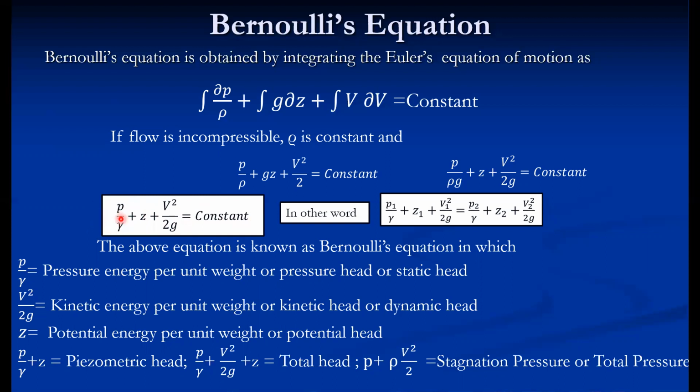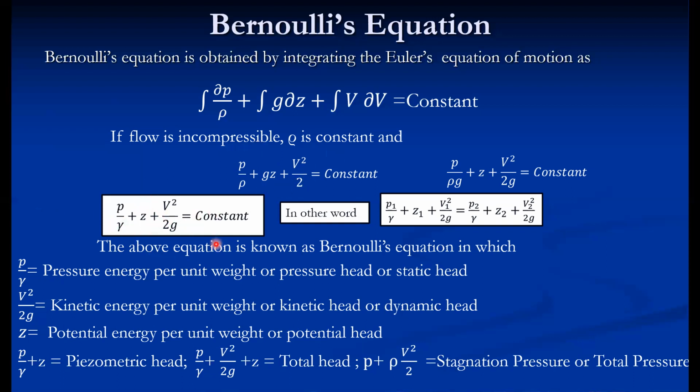As these terms possess the unit meter, energy's unit is generally Newton meter. If you divide Newton meter by Newton, it becomes meter. That's why these terms are called energy per unit weight, because all the quantities we divide by the weight of the fluid. So this is Bernoulli's equation in terms of per unit weight, and this is Bernoulli's equation per unit volume.